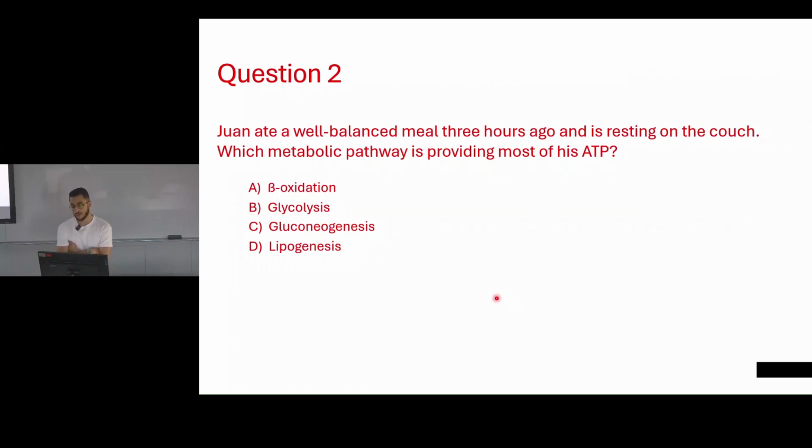Juan ate a well-balanced meal 3 hours ago and is resting on the couch. Which metabolic pathway is providing most of his ATP?